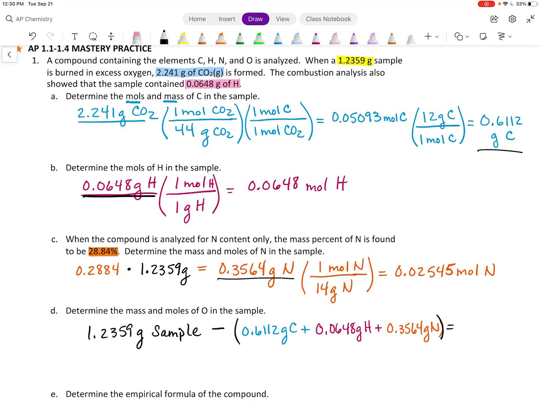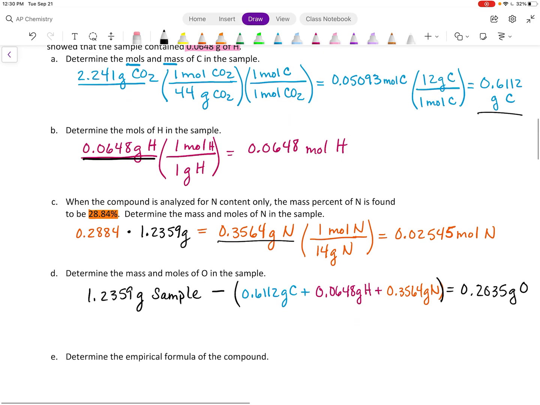So when we subtotal this, we get 0.2035. Excuse me, my zeros are a little goofy there. I will get this eventually. 0.2035 grams, and that's of oxygen.